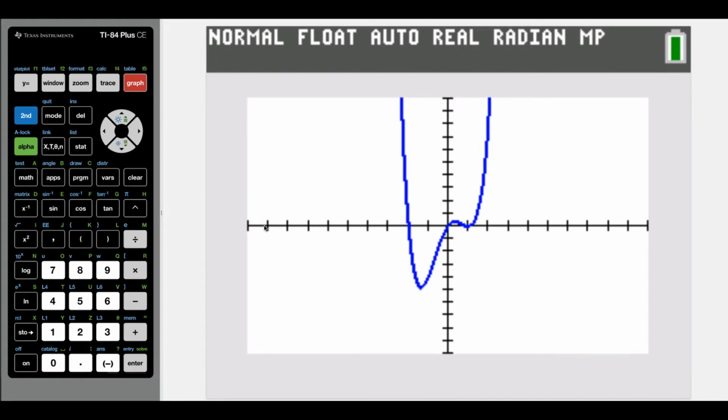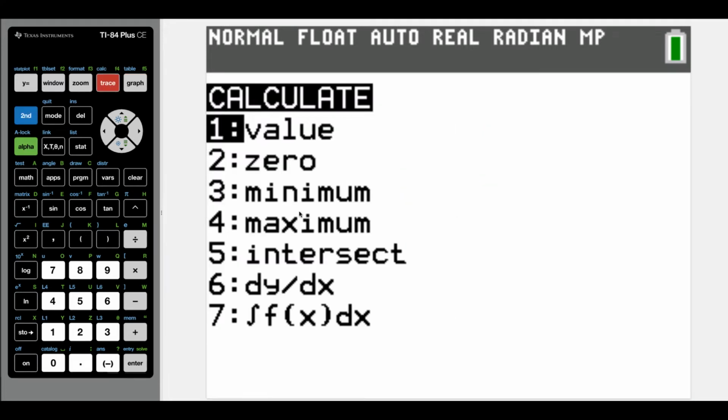Now we're looking for any local maximum and local minimum values. So local minimum values are going to happen at the bottoms of these two valleys that we have on our graph. Now we can actually use our calculator to help us find a pretty exact value as to where those maximum and minimums are happening. So what we're going to do is we're going to hit second and then our trace button. And if we look in our options there, 3 and 4 give us an option for finding a minimum and a maximum value. So I'm going to start with number 3. I'm going to start with a minimum.